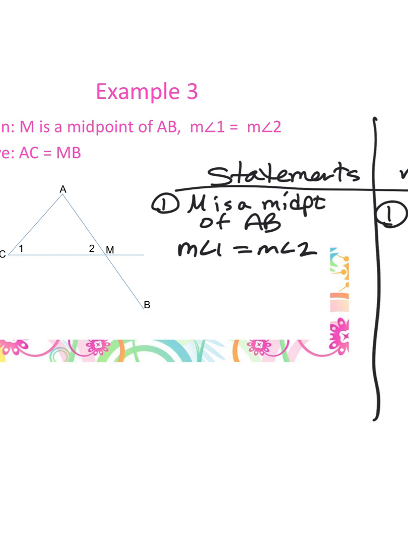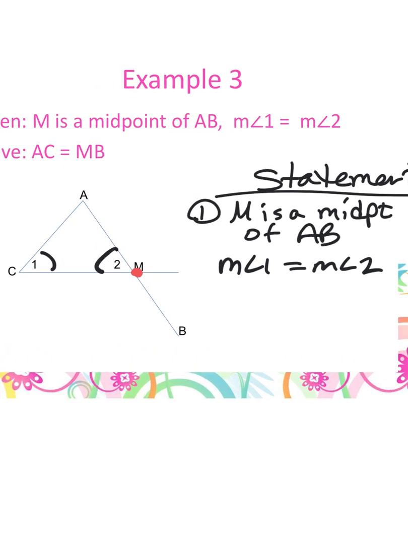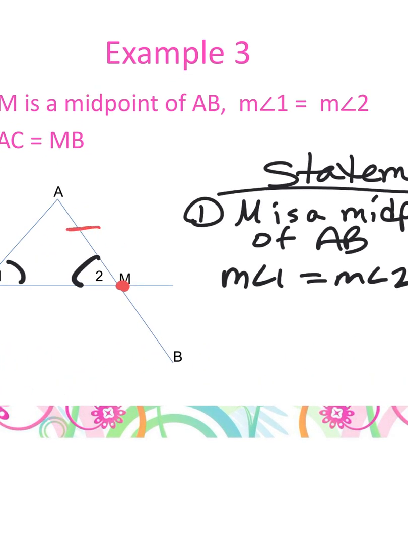So 1 and 2 are congruent. I also was told that M is the midpoint. And I know by definition of a midpoint that it's going to split segment AB into 2 equal pieces. So I'm going to add a congruency mark from A to M, and then another one from M to B.